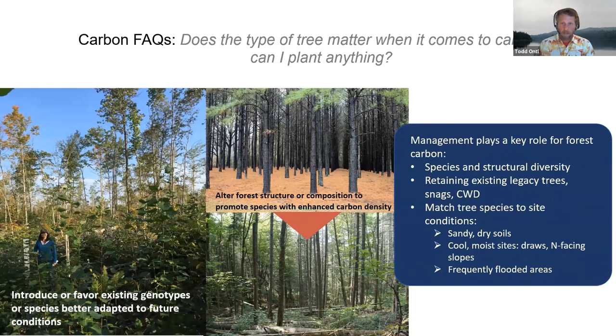But sites that have different soil types, like sandy dry soils, versus sites that are cooler and moister, such as low-lying areas or north-facing slopes, the tree species that are going to do well on those areas are going to be very different. We really want to be matching the species to the conditions, similar to frequently flooded areas. We don't want to be planting trees that don't like to have wet feet, obviously. And as extreme events increase, looking to where those low-lying areas might be flood-prone, we want to make sure that the trees being planted in those areas are appropriate for those sites.